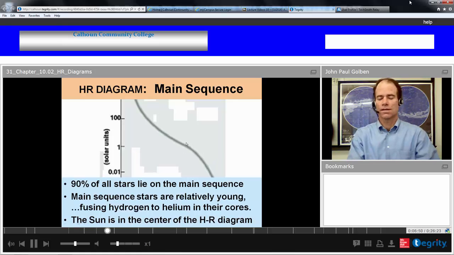The Sun is towards the center of this main sequence. There's the location of the Sun at 1 solar unit. We can actually go to greater mass, which would bring us higher on the main sequence, and lower mass, which would bring us, of course, down on the main sequence, with the Sun being near the center at 1 solar mass.